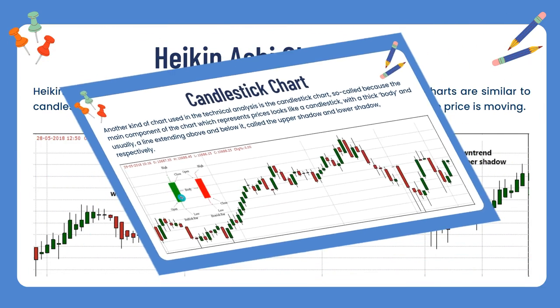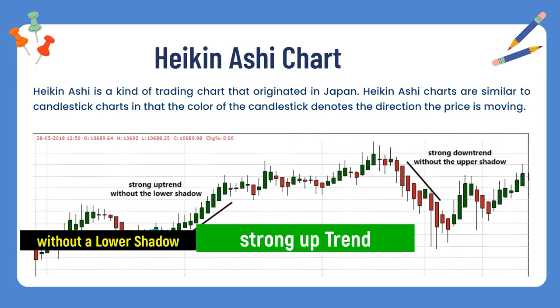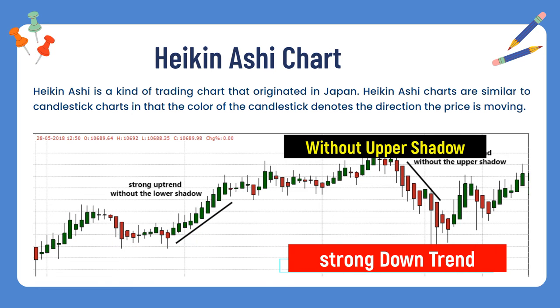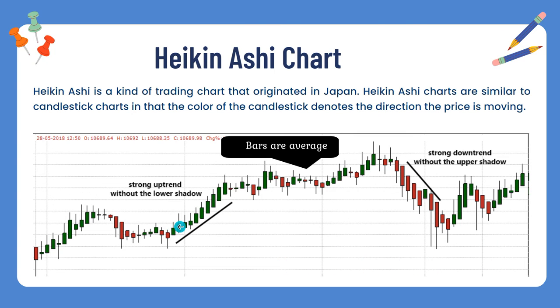Let's talk about the fifth chart, which is the Heikin-Ashi chart. The Heikin-Ashi chart is another type of popular technical chart that originated in Japan and is quite similar to the candlestick chart. With this chart, you can visualize the uptrend and the downtrend quite clearly. When there are continuous green candles without lower shadow, it reflects a strong uptrend. On the other hand, when there are continuous red candles without upper shadow, it reflects a solid downtrend. As the bars are averaged, there is no exact open and close price for a particular period.